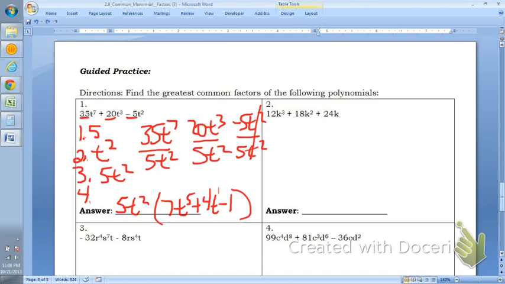Try number 2 on your own. Push pause, and when you're done, push play so that you can check your work.